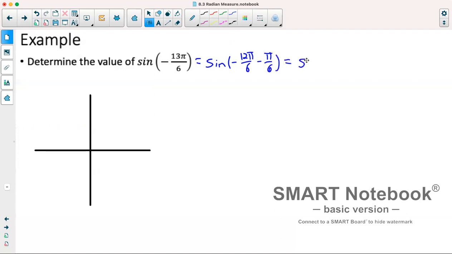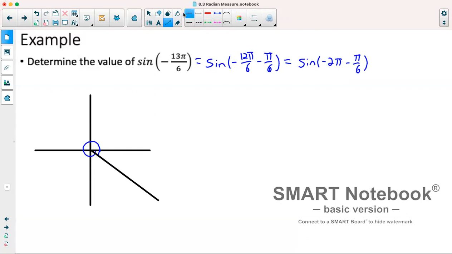So this is the same as sine of negative 2 pi minus pi over 6. So we're going around once and then an additional pi over 6, and we're doing it in a negative direction. So there would be our negative 2 pi, and then we're going an additional negative pi over 6. So this would be our total angle, and our terminal arm would be down here. Now, our reference angle is just going to be that pi over 6.